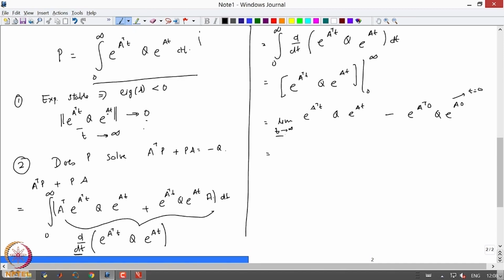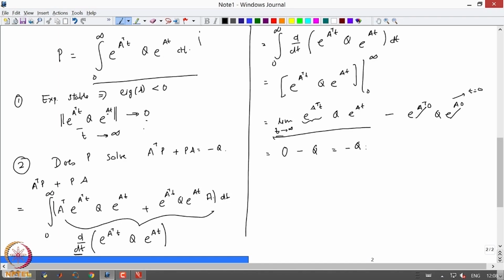Now, look at this term carefully. What happens to this term as t goes to infinity? I know that A is an exponentially stable matrix, so these entries will go to 0 as t goes to infinity. So, I am left with a 0 here, minus the second term. What is this? e power A 0 is the identity. So, I am just left with minus Q.